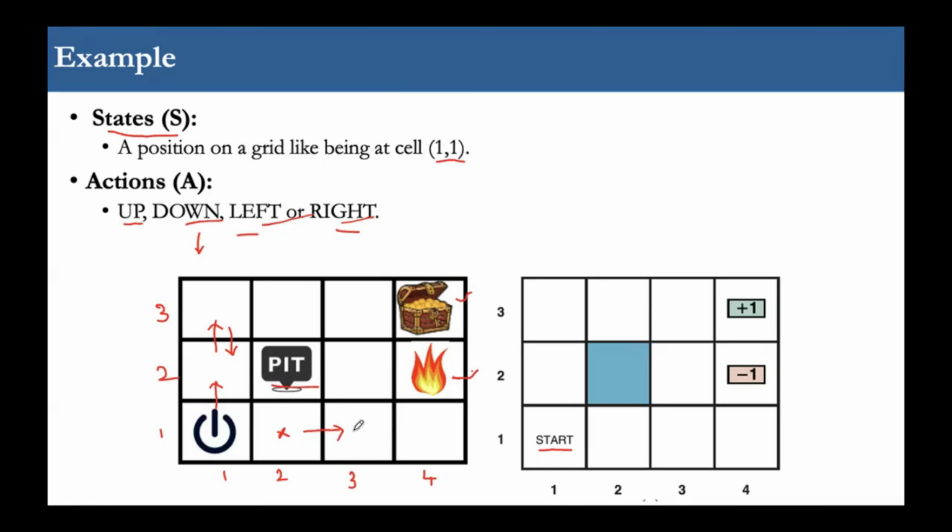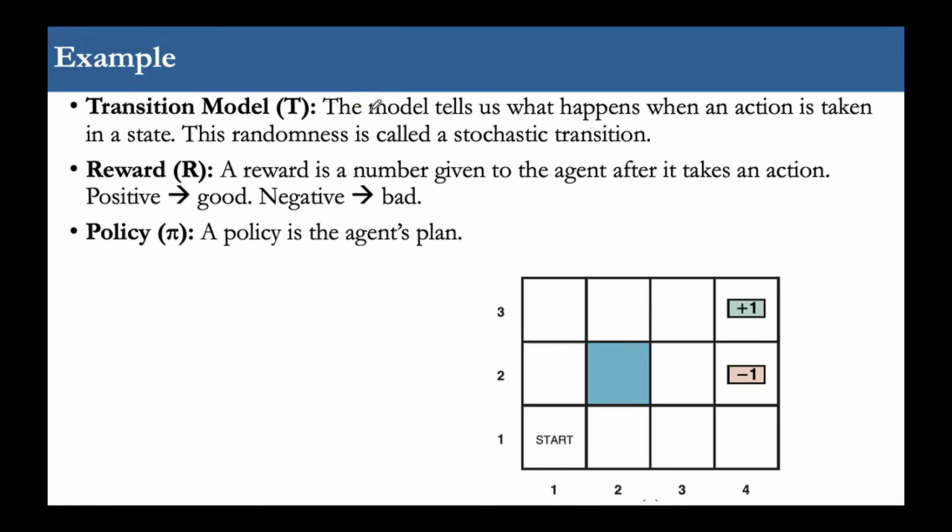The next one is the transition model. This is represented as the probability value. The transition model tells us what happens when an action is taken in a particular state. It's like asking, if I move to the right from here, where will I be landing up.